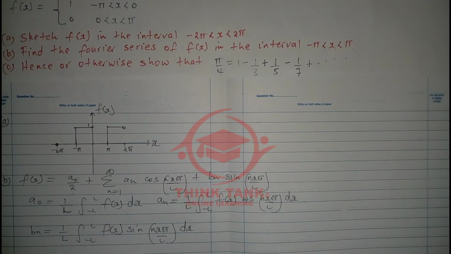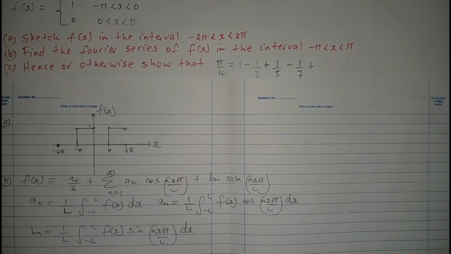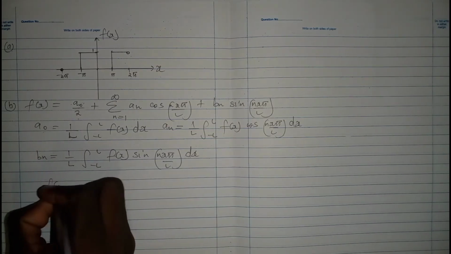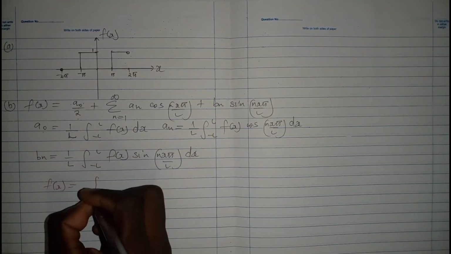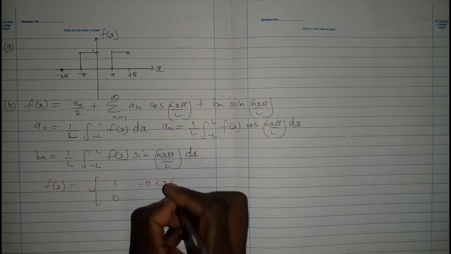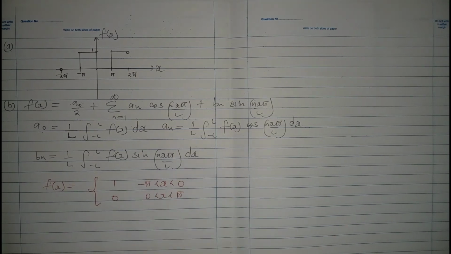Okay, so this one is for sine, if you haven't seen it. And now, you have to be careful, especially when you're given piecewise functions. So you have to treat them separately. To just rewrite the equation here, f of x is going to be 1 for negative pi < x < 0, and 0 for 0 < x < pi.